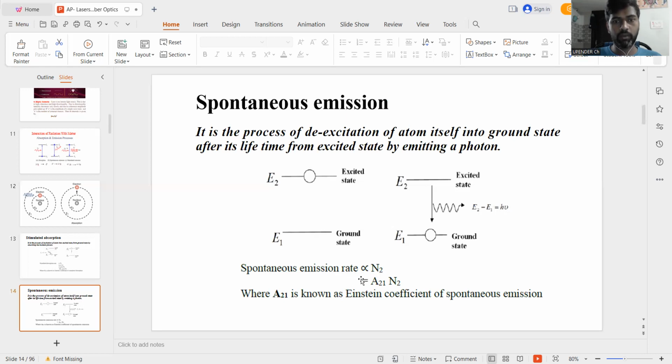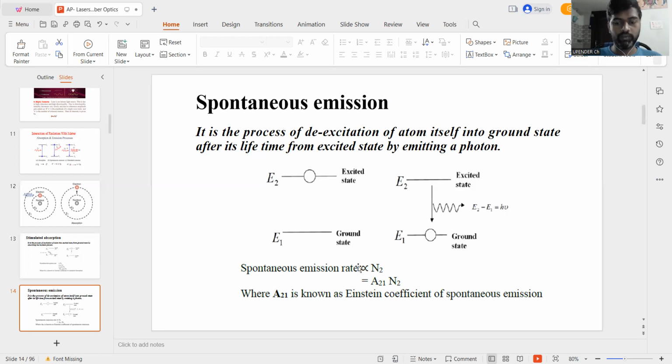In this particular process, the rate of spontaneous emission process depends only on the number of atoms in the excited state. That is nothing but number of atoms N2. N2 is the number of atoms in the excited state, which is the only parameter it depends on. It does not depend on the incident radiation. It does not depend on the energy density of the incident radiation. So we can write down this expression as A21 multiplied by N2, where A21 is nothing but known as Einstein coefficient of spontaneous emission process.